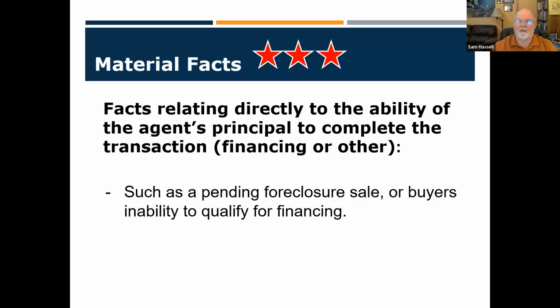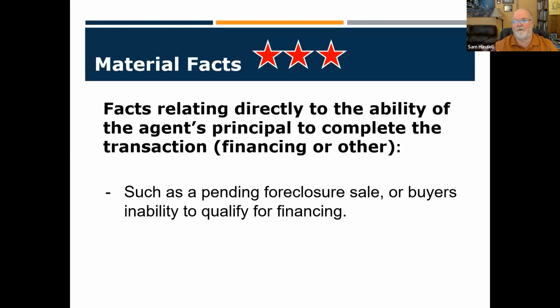Third one, facts relating directly to the ability of the agent's principal to complete the transaction. Buyer comes in and makes an offer. What if my seller is going to foreclose? Maybe he's going bankrupt. Maybe they're going to sell it before he can sell it. Those are things that are a material fact, right?